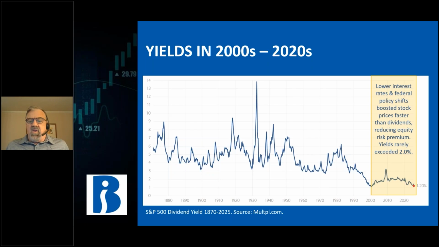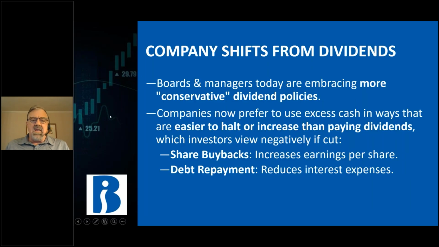Yields in this period of the last 20 years have rarely exceeded 2% and have in fact fallen this year to what is pretty much an all-time low yield for the broad market of around 1.2%. And so this is certainly giving a lot of traditional dividend investors pause, trying to navigate what is going on with yields and dividends right now.